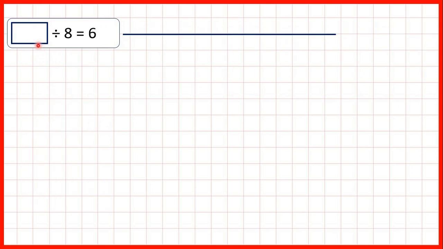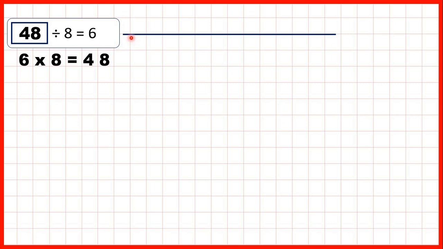Another question we had was something divided by 8 equals 6. We know that division problems can be read backwards as multiplication problems. So to find our missing number, we worked out that 6 times 8 is 48.